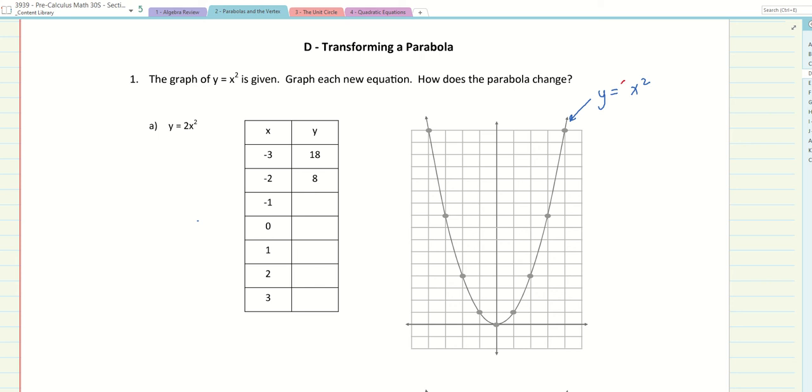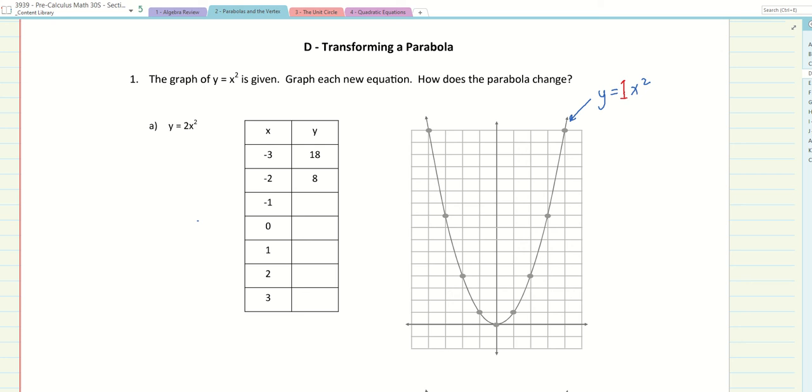Notice that since there's no coefficient in front of the x squared, we know in algebra that means the coefficient is 1. So when that's the case, we just have our regular parabola, just like we just graphed. We have our vertex there, 1 over 1 up, 2 over 4 up, 3 over 9 up, 4 over 16 up, 5 over 25, and so on. That regular pattern of a parabola.